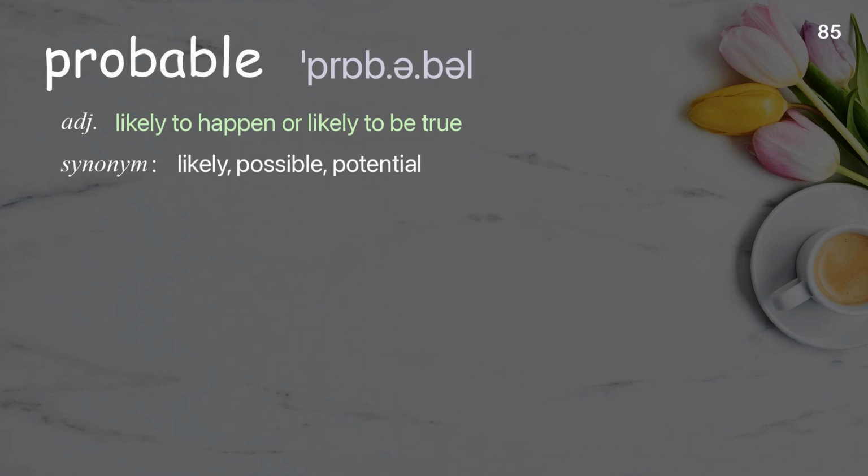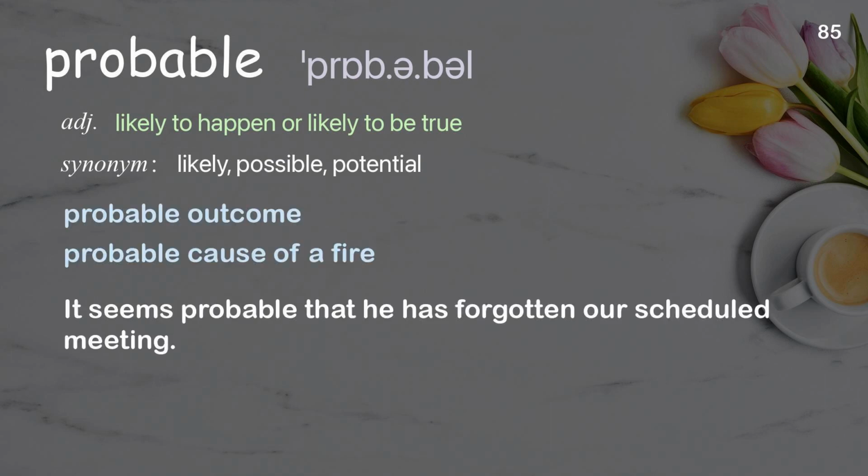Probable. Likely to happen or likely to be true. Examples: probable outcome. Probable cause of a fire. It seems probable that he has forgotten our scheduled meeting.